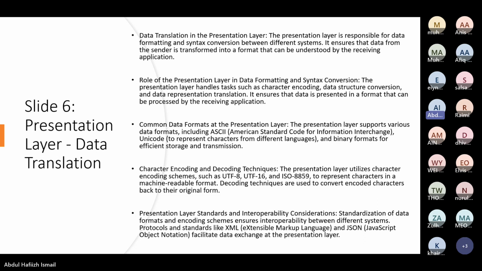So standardization of data formats and encoding schemes is crucial for interoperability between different systems. So protocols and standards like XML and JSON facilitate data exchange at the presentation layer. So by adhering to these standards, systems can ensure compatibility and effective communication.